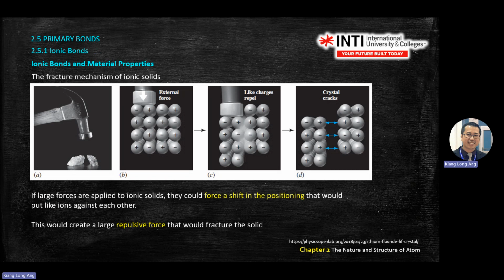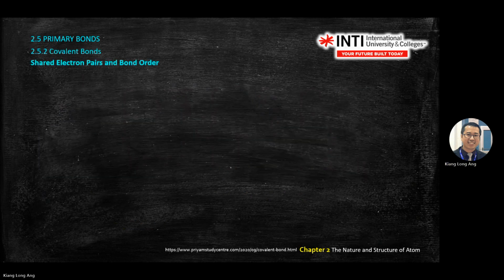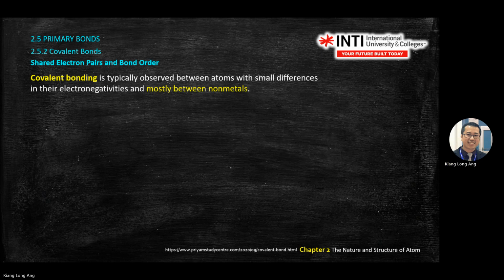Now we go to covalent bonding. Covalent bonding is where they share. This one is non-metal plus non-metal, for example, carbon. C plus C, you get C2, carbon molecule. Covalent bonding is because of a small difference in electronegativity, mostly from non-metal plus non-metal. Metal plus non-metal, you form ionic. Non-metal plus non-metal, you form covalent.